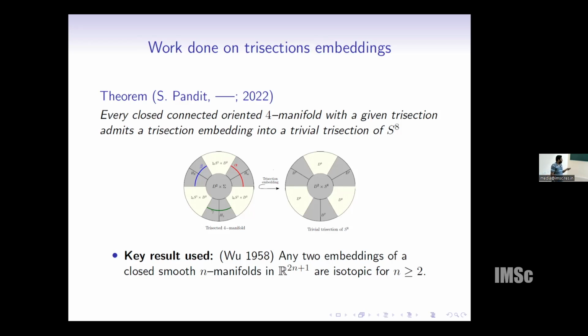So here trisection embedding I mean the embedding of a trisection into S^8 which preserves spine, spokes, and core, everything. The spine of the 4-manifold has to go to the spine of the 8-manifold. Every piece is preserved in that way. In other words, if I restrict the trivial trisection of S^8 to the embedded 4-manifold, I will get the given trisection of the 4-manifold. That's the embedding definition roughly. We proved this theorem using Haefliger's theorem, which says that any two embeddings of a closed smooth n-manifold in R^(2n+1) are isotopic for n greater than or equal to 2.